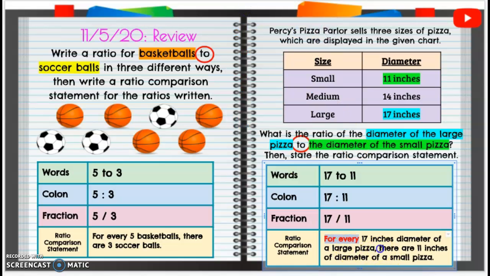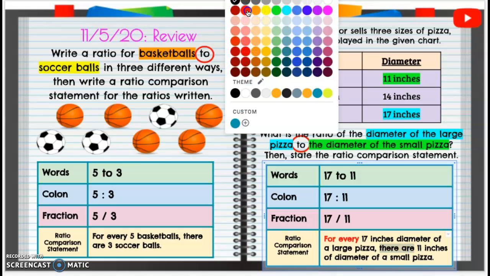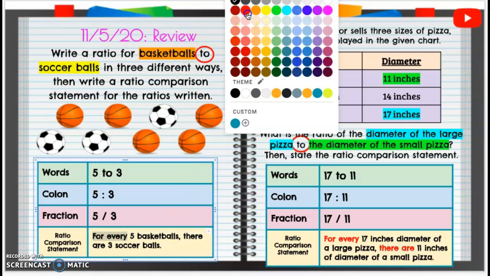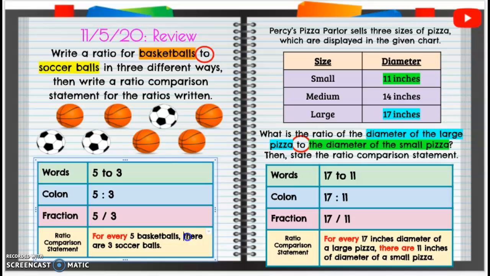So every time, for every blank, there are blank. So notice how every time the ratio comparison statement is, for every blank, there are blank. And that is it for our review. Great job.